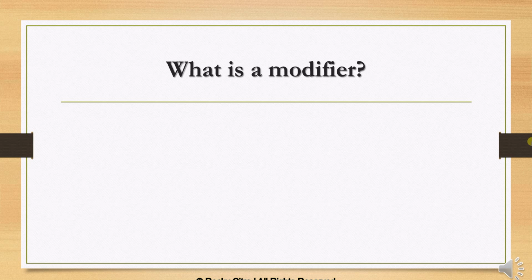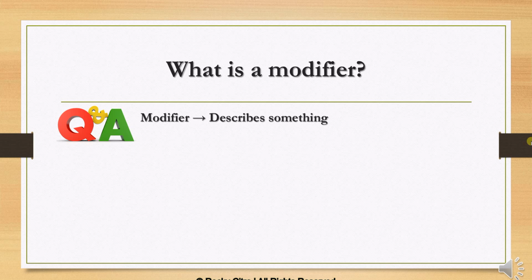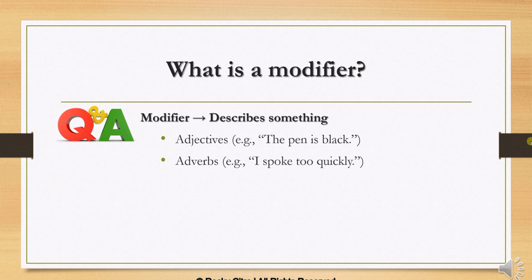Alright, so before we can understand what a misplaced modifier is, we have to understand what a modifier is. A modifier is simply an element of a sentence that describes another element of a sentence. So a modifier could be a word, a phrase, or a clause, and the described element could also be a word, a phrase, or a clause. Examples of modifying words are adjectives. The pen is black. The adjective black describes the word pen. Adverbs are also modifying words. They usually end in ly, but not always, and they usually describe verbs, but not always. So, for example, I spoke too quickly. The adverb quickly describes the action of speaking.